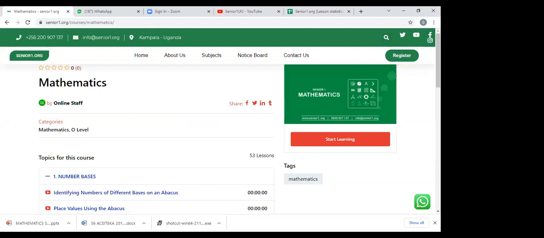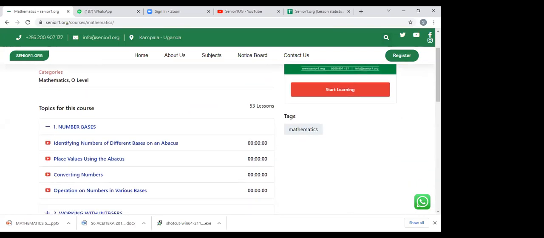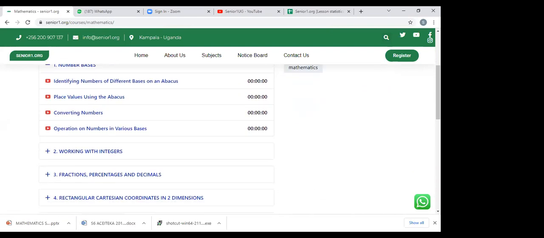For now, due to what the parents informed us, they said we can start this week, but payment will be done later. There is the syllabus Mr. Musamali was taking you through. Our syllabus here has 53 lessons, and it starts with number bases. So you'll have a video on identifying the number of different bases on the abacus, and then the place values using the abacus, converting numbers. And then as you go down, each of these lessons has a video.